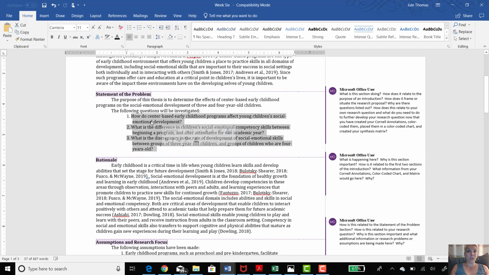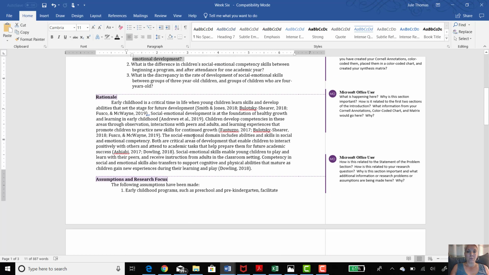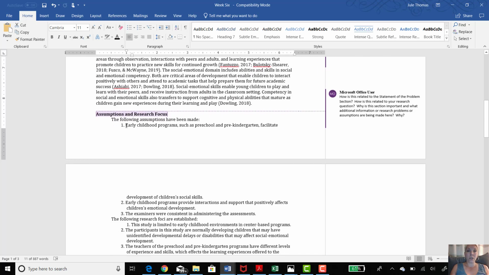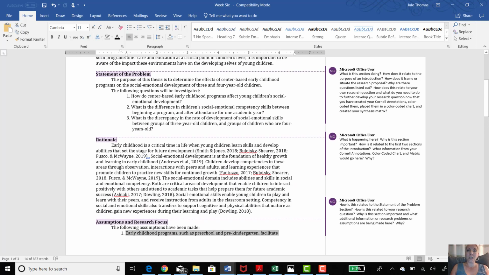So essentially, you've listed out, for instance, how do center-based early childhood programs affect young children's social and emotional development? Here I answer that question by saying I'm going to assume that early childhood programs such as preschool and pre-kindergarten facilitate the development of children's social skills. So this is like a hypothesis, and here's the answer to my hypothesis. If you've ever taken a science class, and I'm assuming most of you have had to take some science class and pose some kind of hypothesis, a question that you're going to investigate, right? And here is what you think the answer will be. You're not sure yet, right?